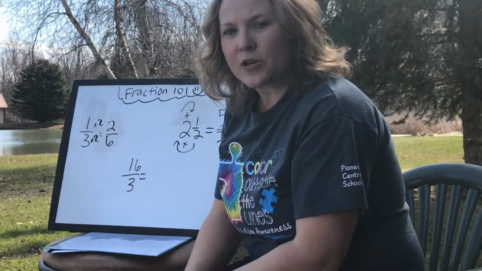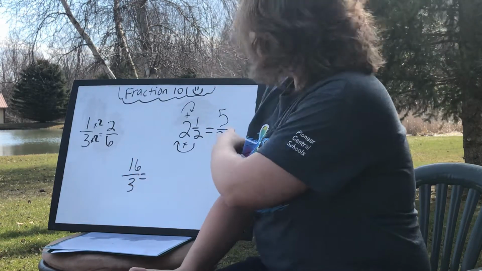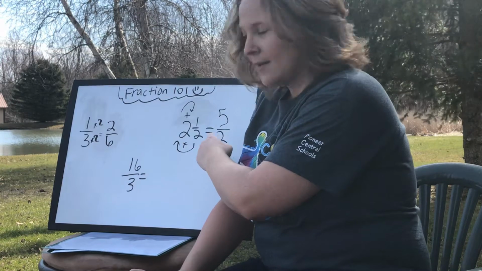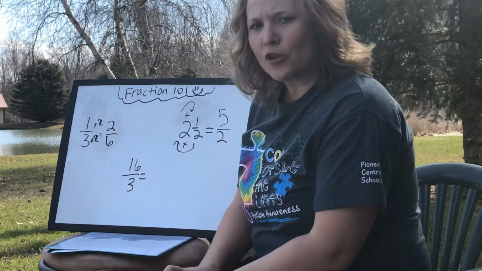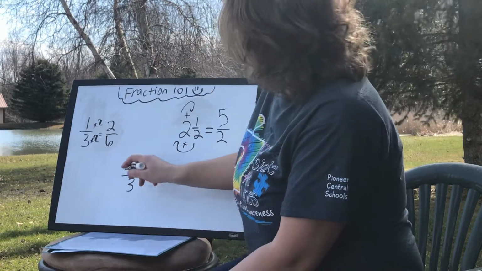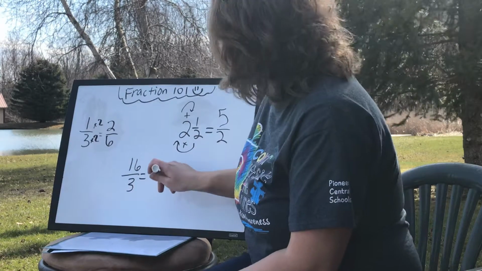Sometimes you're going to be asked to turn an improper fraction back into a mixed number, which if you think about it, we could take 5, divide it by 2, and guess what we would get? 2 1/2. So I'm going to show you how to do that with a different improper fraction, like 16/3. A fraction bar really just means divide. So think of taking that top number and dividing it by the bottom.